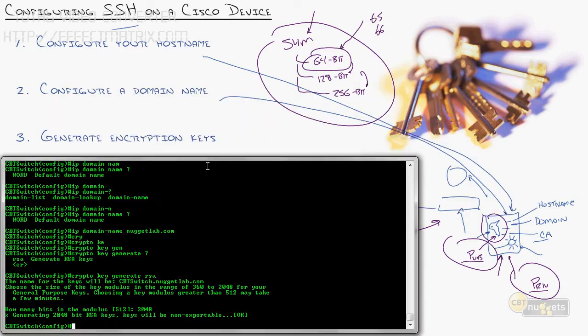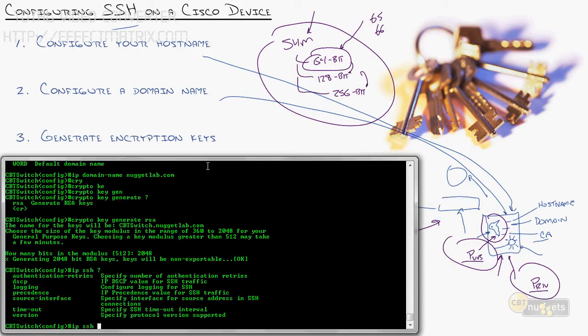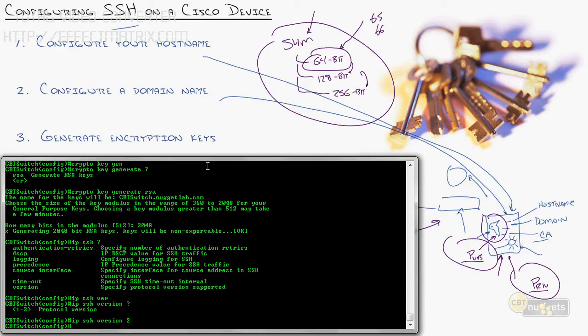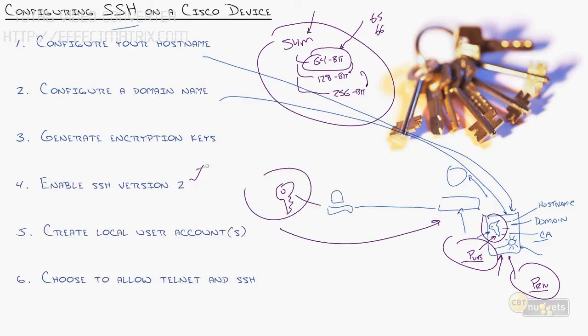So I'm going to go on my device and do ip ssh version 2. Version 1 is old, and I would say nowadays considered bad form. It's not like somebody can hack it. It's just they've come out with improvements since then. So version 2 is the one that we want to use. Think of that as like a light switch behind the scenes. I just turned on SSH version 2.